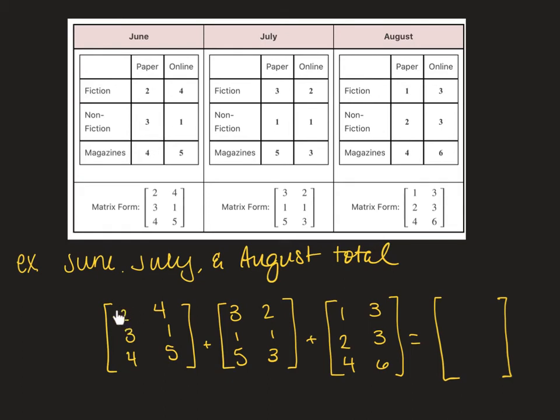So in row 1, column 1, we have 2 plus 3 plus 1, so it's going to be 6. Row 1, column 2 is 4, and 2 is 6, and 3 is 9. Row 2, column 1, we have 3 plus 1 plus 2, so it's going to be 6. And then we have 1 plus 1 plus 3, so it's going to be 5. 4 plus 5 plus 4, 13. And 5 plus 3 plus 6, 14.